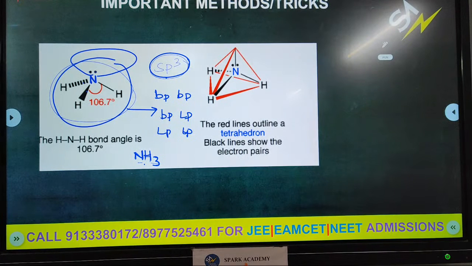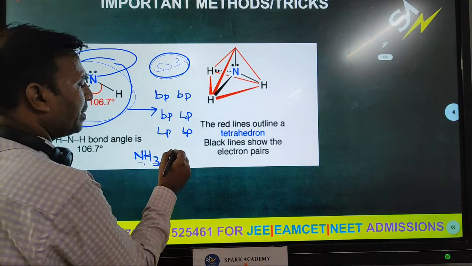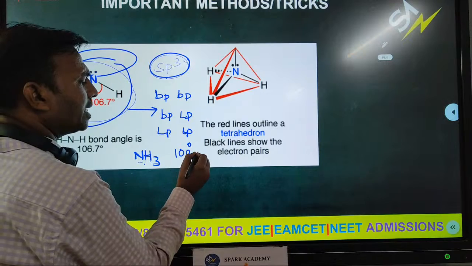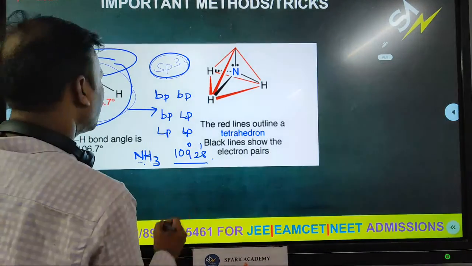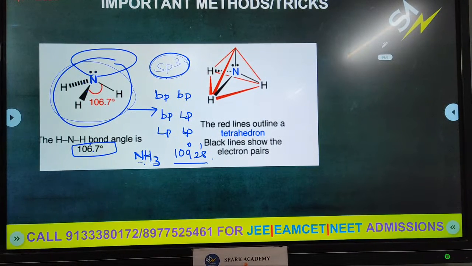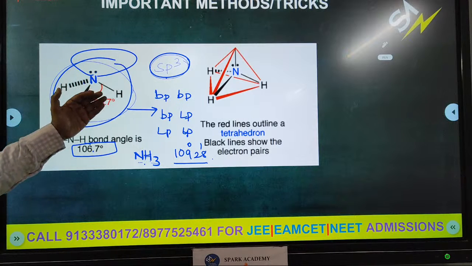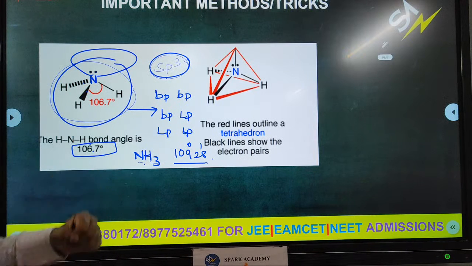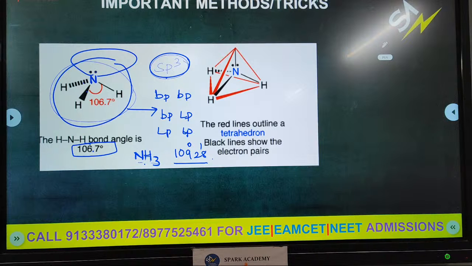what about the ammonia molecule shape? Its shape is not tetrahedral. Its shape is pyramidal. And at the same time, the bond angle. What is the bond angle of an sp3 hybridized molecule? 109 degrees 28 minutes. But the bond angle in ammonia is 106.7. Just as the geometry of ammonia is distorted from the tetrahedral, the bond angle also decreases due to the lone pairs and repulsions.